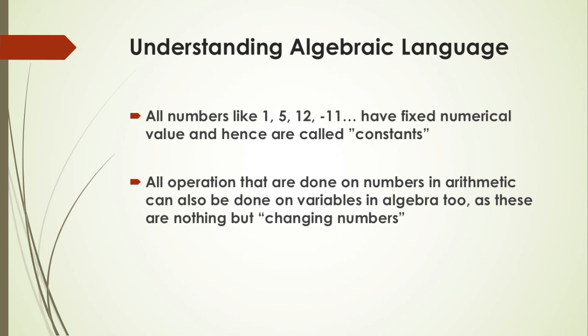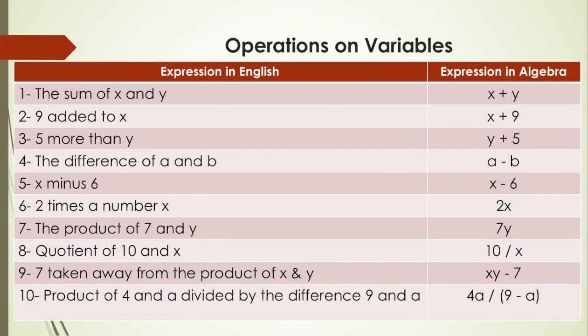All operations that are done on numbers in arithmetic can also be done on variables in algebra too, as these are nothing but changing numbers. Here are some examples of operations on variables. While in English we might say the sum of x and y, in algebra we just write it x plus y. Again, when we say 9 added to x, it's just x plus 9. Another addition is 5 more than y is nothing but y plus 5.